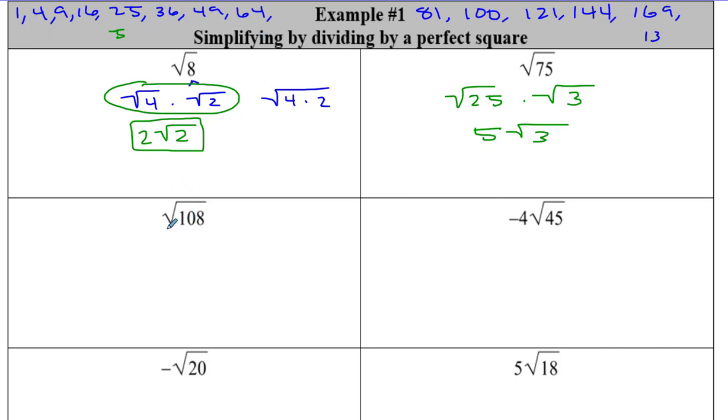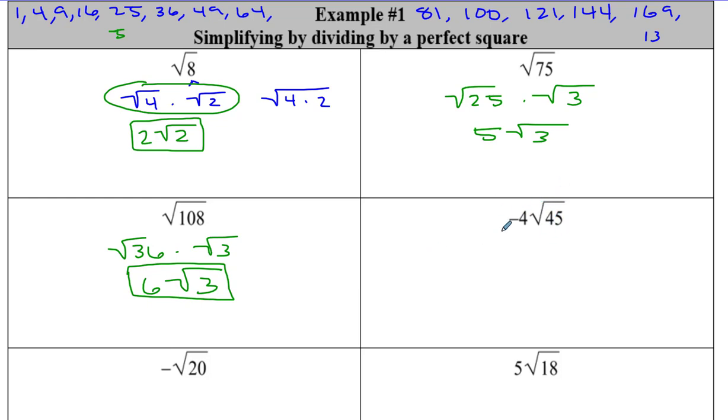36 times 3 will give me 108. So I can get the square root of 36 times the square root of 3. And square root of 36 is 6. So I'm left with 6 radical 3. Okay, so these 3 examples are all pretty much alike. Here on this next one, we're kind of introducing that coefficient.